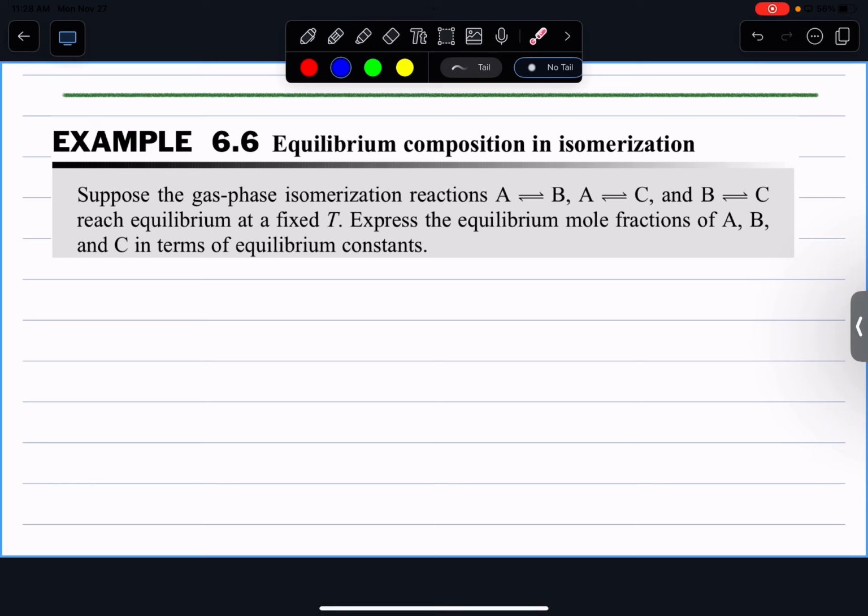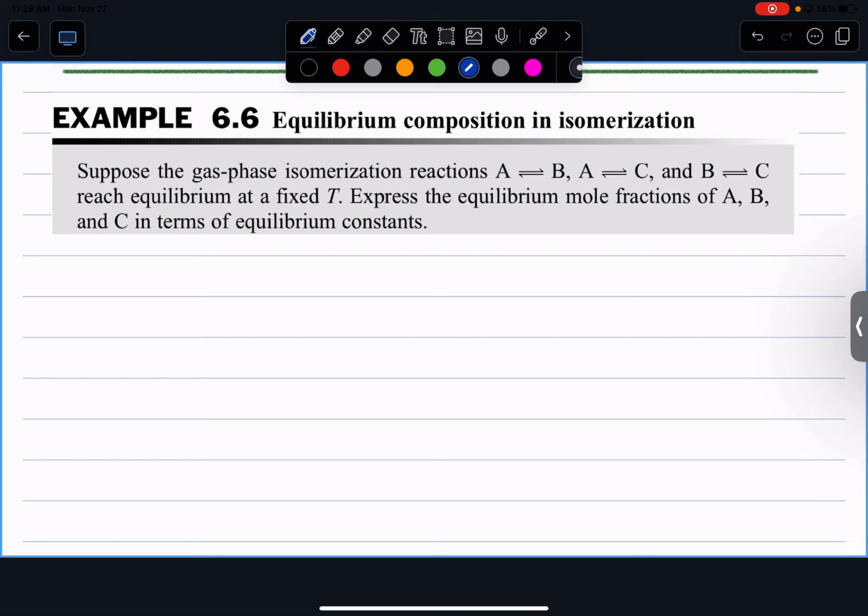So you can imagine you have one compound that can isomerize with 2 other compounds in a triangle. And it reaches equilibrium at a fixed temperature. Express the equilibrium mole fraction of A, B, and C in terms of equilibrium constant. So what does this mean? This means your equilibrium mole fractions are related. You can express your equilibrium mole fraction using equilibrium constants alone for all 3 of them without plugging in numbers.